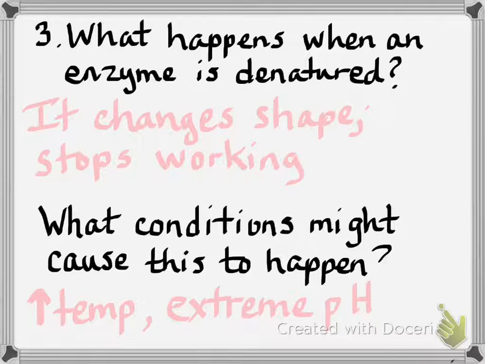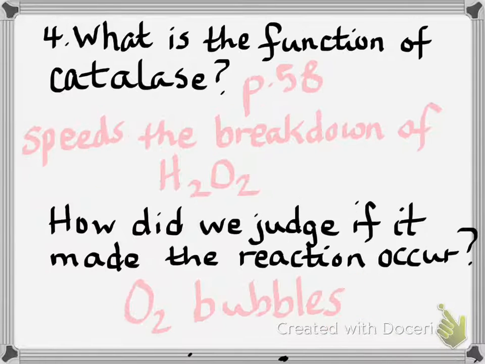Okay, question number 4, the function of catalase. Look at page 58 with me one more time. Bottom of the page. There's catalase. Perfect. It breaks down hydrogen peroxide. It makes hydrogen peroxide break down faster. It speeds the breakdown of hydrogen peroxide. That's on page 58.